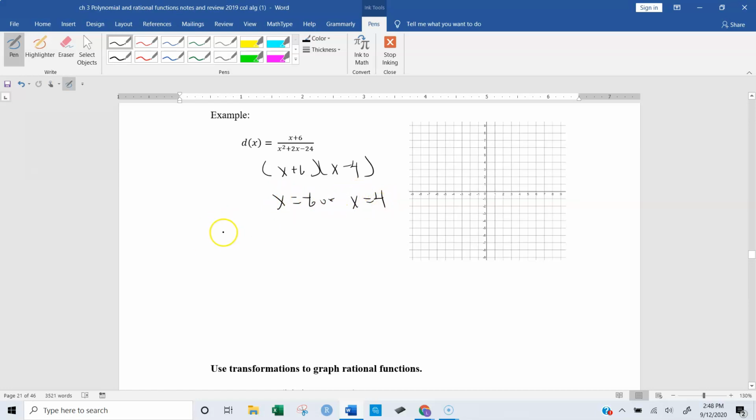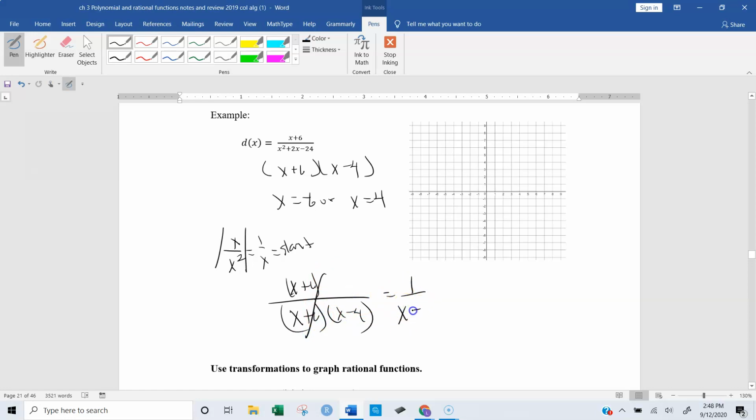So now I look at my horizontal: it is x over x squared. Oh, an issue here because this is 1 over x. So this here is a slant. Okay, now let's reduce. We have x plus 6 over x plus 6 times x minus 4. These cancel and we are left with 1 over x minus 4. Okay, now I'm going to graph this as is.